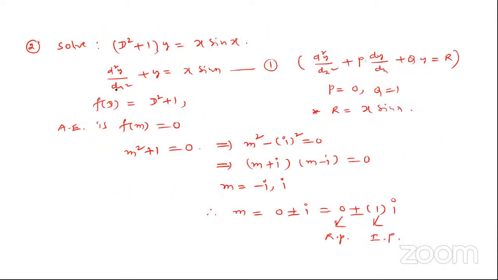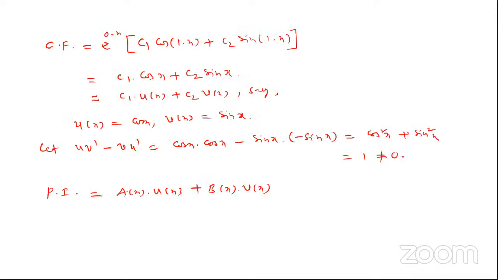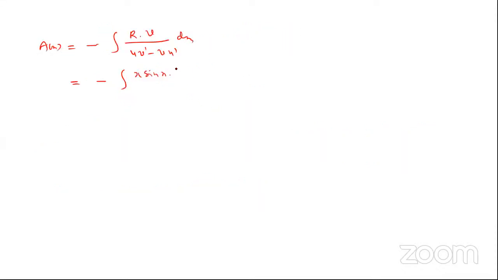From the given problem, r value is x into sin x. And what is v value? V value is once again sin x, divided by u into v dash minus v into u dash, which is 1, dx. So this is given by minus integration of x into sin x into sin x, that is sin square x, into dx.